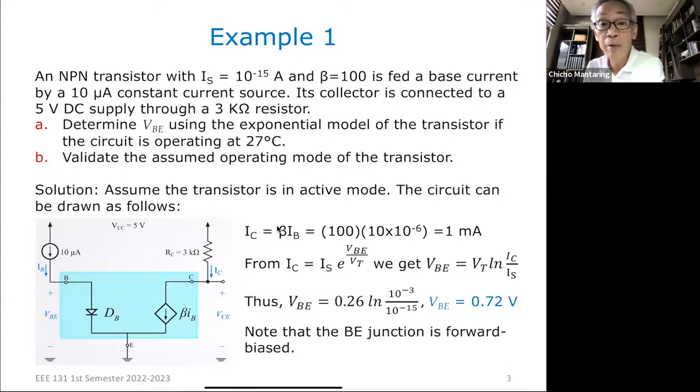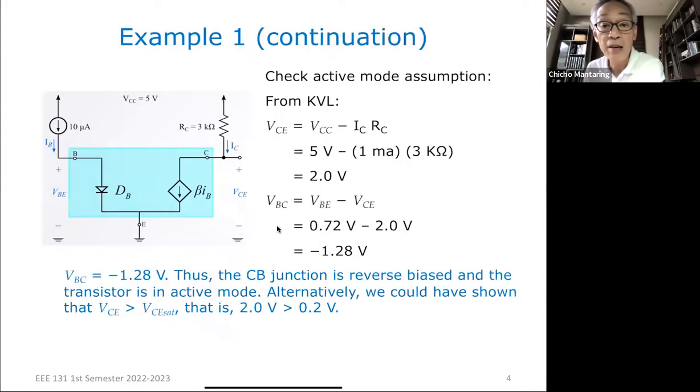Okay. But remember, you made an assumption here that the transistor is in the active mode. So that has to be validated. And the way it was validated here was the value of VBC was computed.